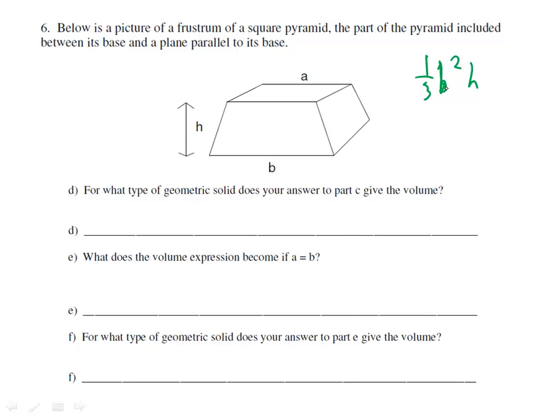One-third b squared h. For what type of geometric solid does your answer to part C give the volume? Well, obviously, this is a square, right? And the 1/3 is for a square pyramid, right? Because the base of a cone would be a circle, and this is not a circle area formula, so this would be for a square pyramid.